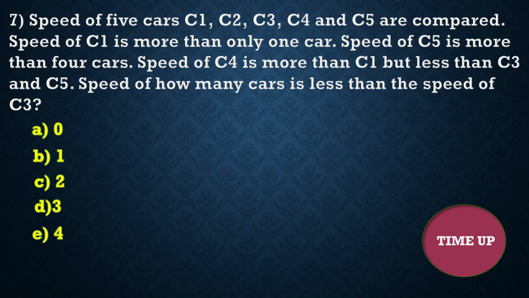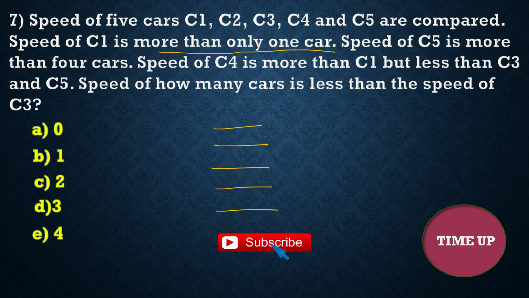Time up. Speed of 5 cars C1, C2, C3, C4 and C5 are compared. Speed of C1 is more than only one car. 1, 2, 3, 4, 5. What they've said is speed of C1 is more than only one car.